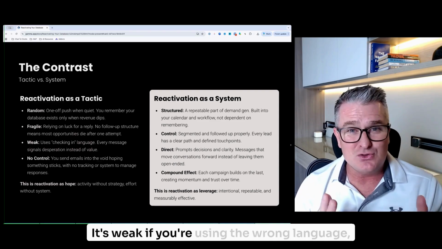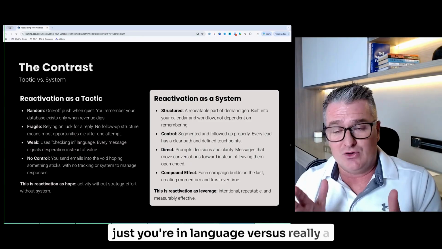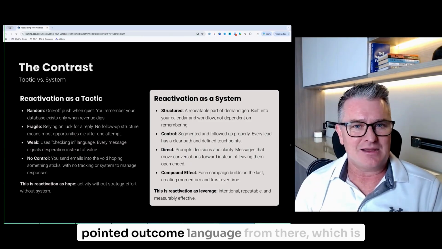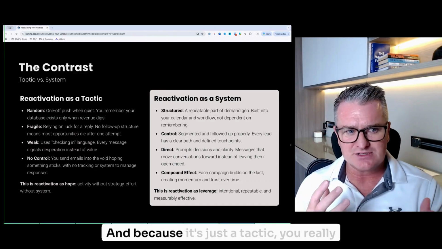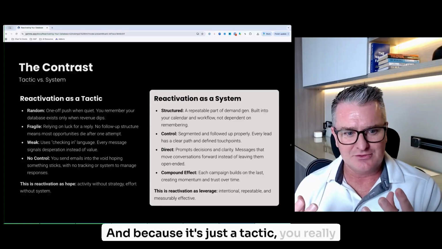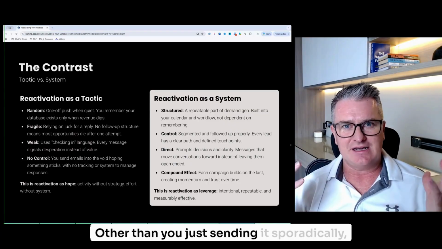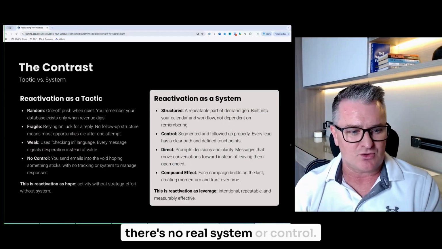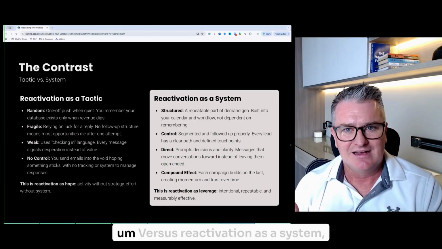It's weak if you're using the wrong language, just your checking-in language versus a pointed outcome language, which is like, can I close the file on this? And because it's just a tactic, we really don't have any control over what's going on other than you just sending it sporadically. There's no real system or control. So the reactivation is really hope, right?